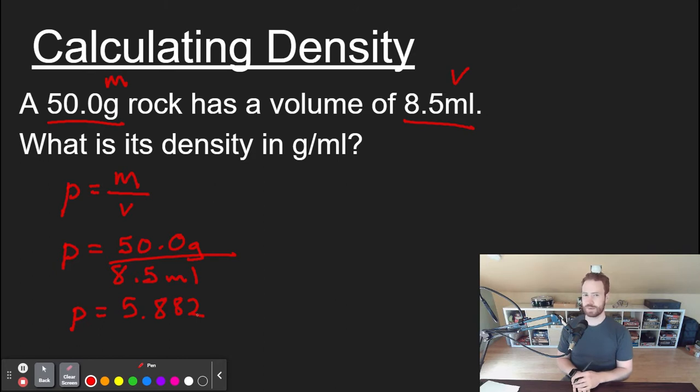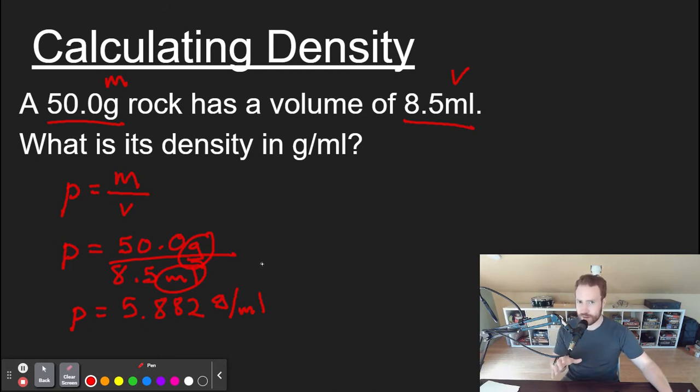Or is it? There's a couple things wrong with this. What are they? Well, number one, it's missing units. We've got to have units on every number. So, what are going to be the units of density in this situation? Well, our mass was in grams, our volume was in milliliters, so our density is just going to be in grams per milliliter.